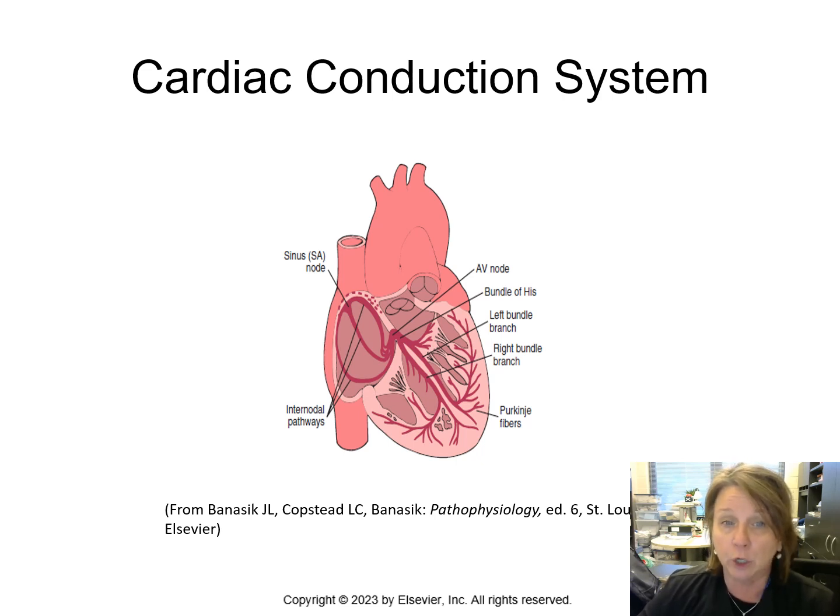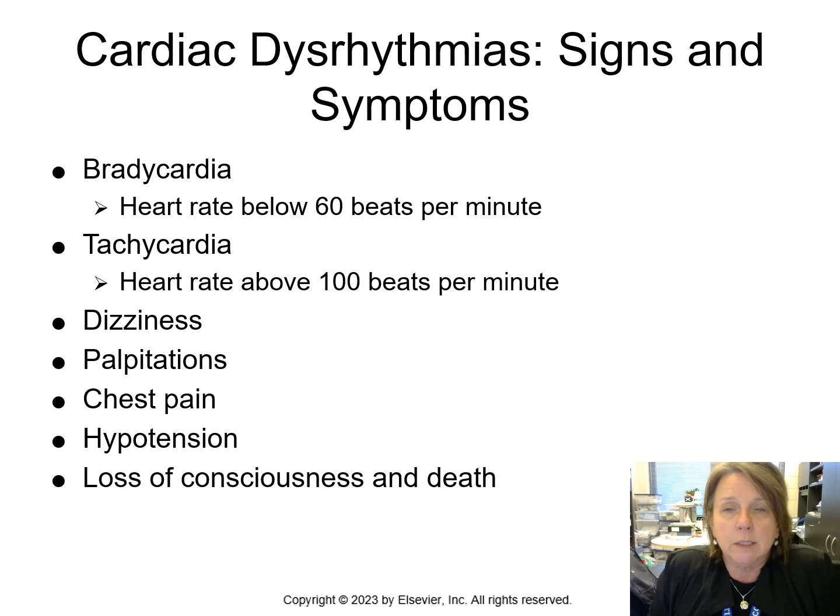We get failure, this gets big, fat, and flabby, and it doesn't want to do what it needs. So cardiac dysrhythmia, signs and symptoms. Bradycardia, just remember, is anything less than 60 beats per minute. Tachycardia is 100 beats per minute or greater, right? Anything greater than 100. But with a dysrhythmia, we can have dizziness, palpitations, chest pain, hypotension and loss of consciousness, and even death, depending on the rhythm.